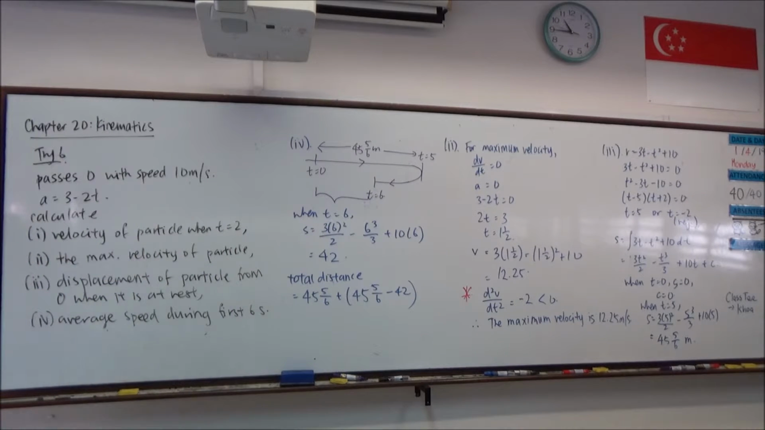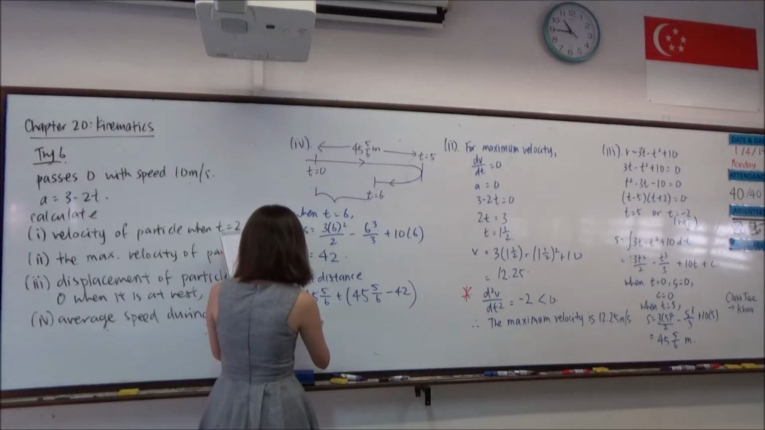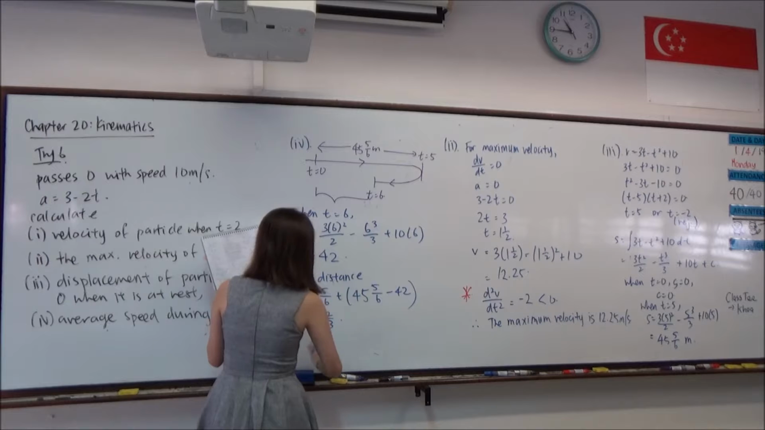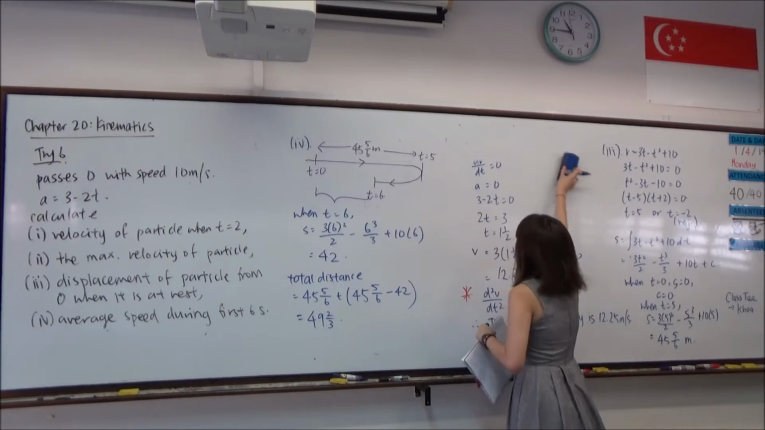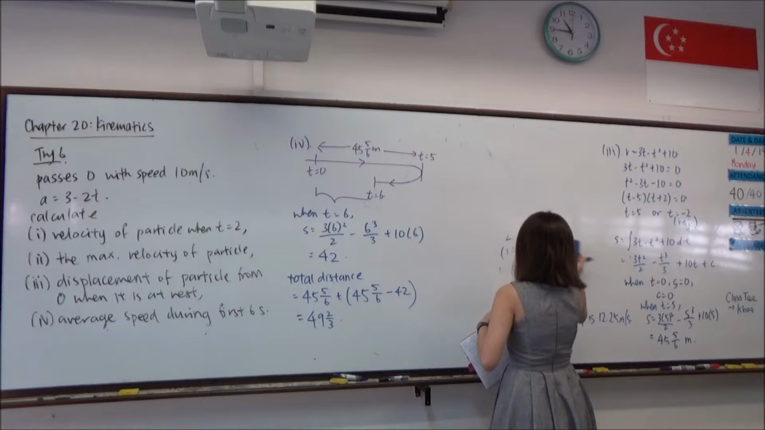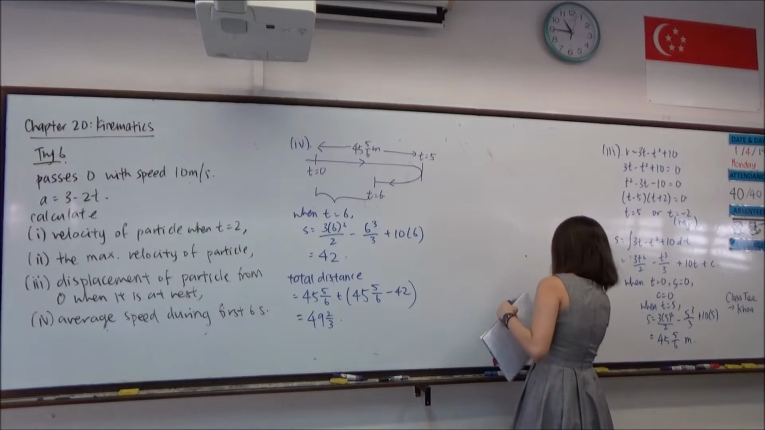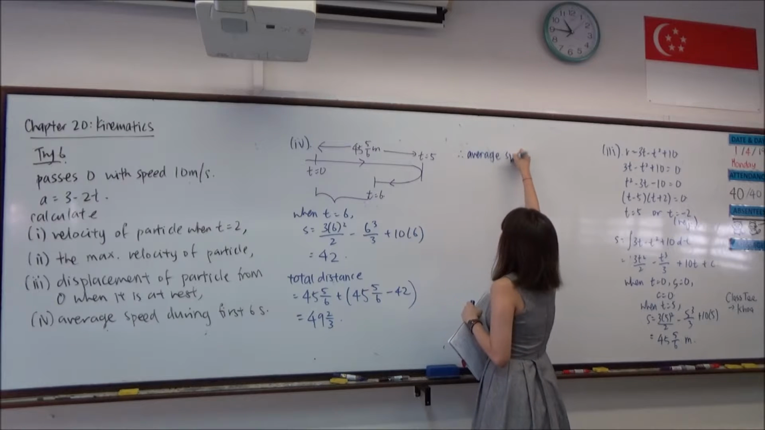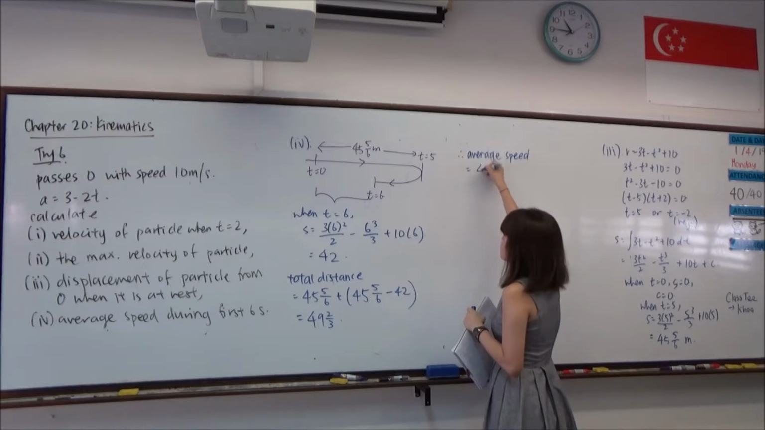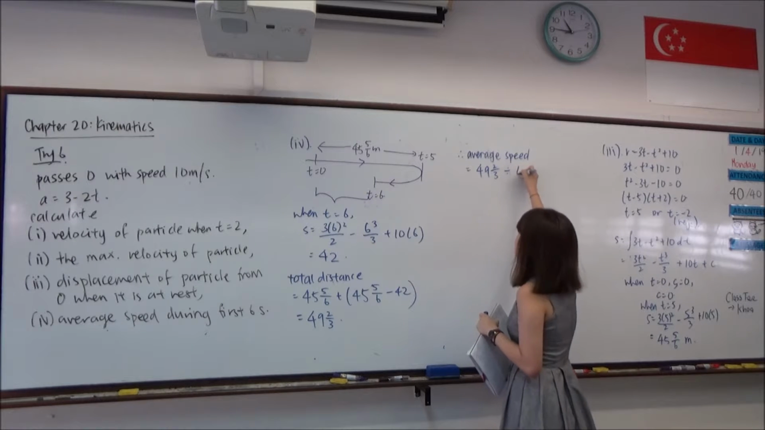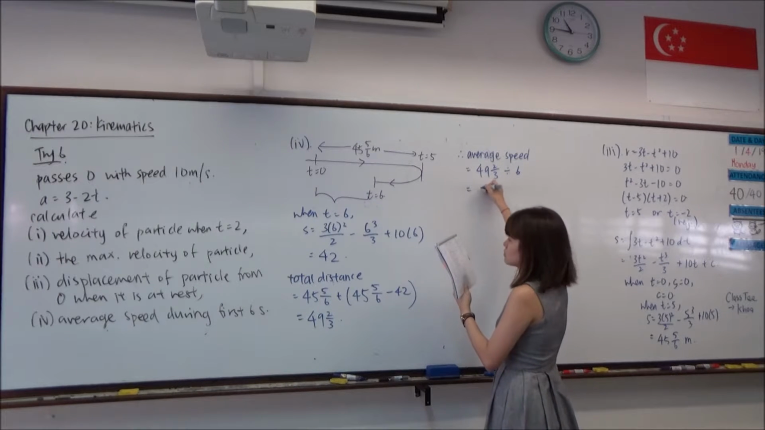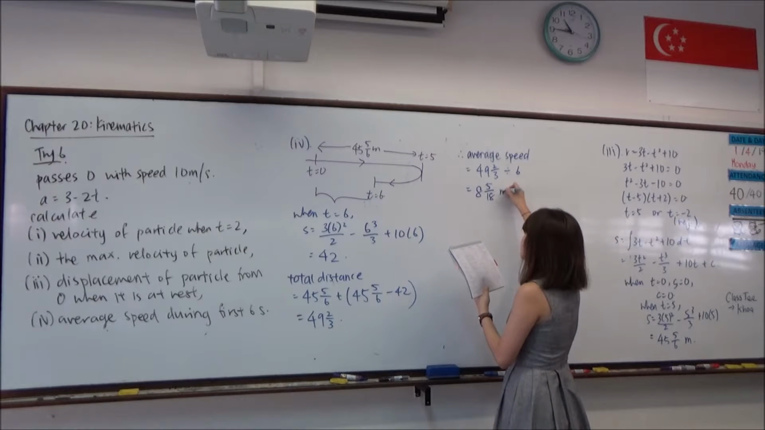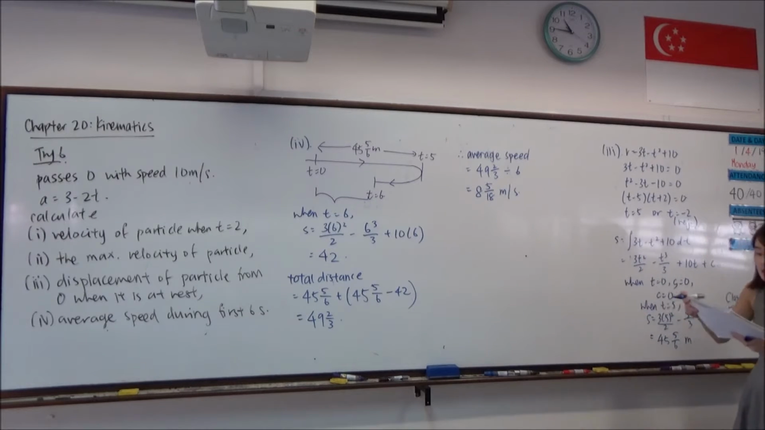Original displacement, then after adding up 45 and 5 over 6 minus 42, that the average speed is 8 and 5 over 18 meters per second.